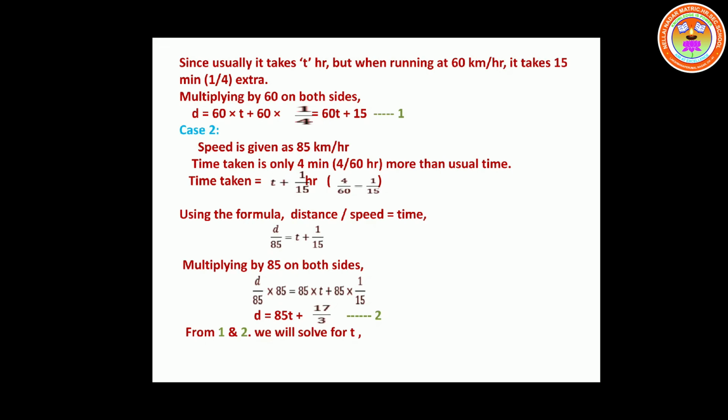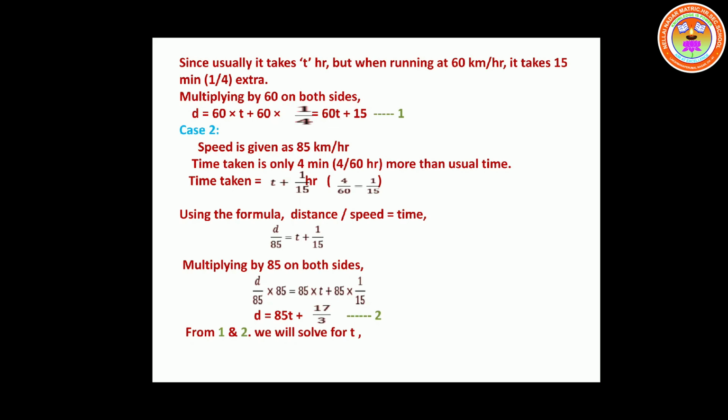Now we are moving to case 2. In this case 2, the train is traveling at the speed of 85 kilometers per hour, and it is late by only 4 minutes. So now this 4 minutes has to be converted into hours. Remember that. So time taken, usual time is t, plus it is 4 minutes late. So 4 by 60. 4 by 60 can be written as 1 by 15. So that is what I have written. Time taken is equal to t plus 1 by 15 hours.